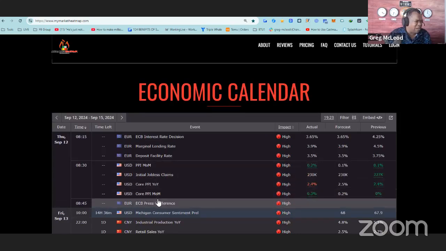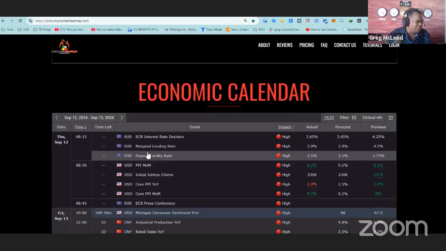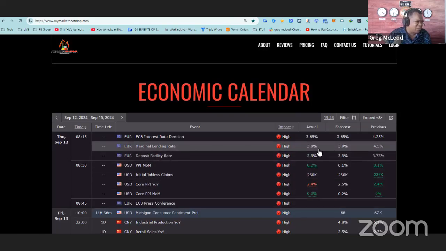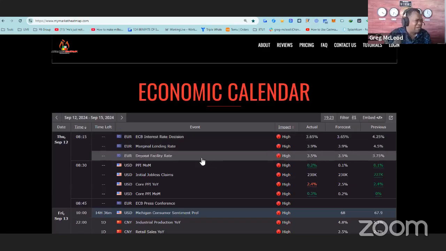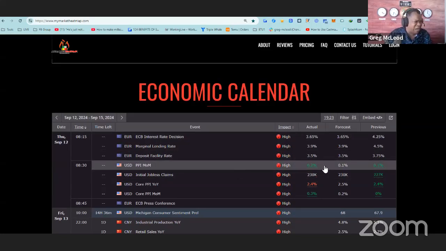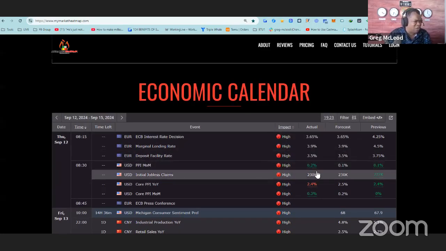For instance, we have the ECB rate decision that came out, right? At the press conference, they actually cut interest rates from 4.25 to 3.65. So a lot lower. They cut it about 60 basis points or 55 basis points. Yeah, a 50 basis point cut. But the euro still went up, right? Why? And then we had PPI come up, and it was hotter than expected, 0.2%, along with initial jobless claims.